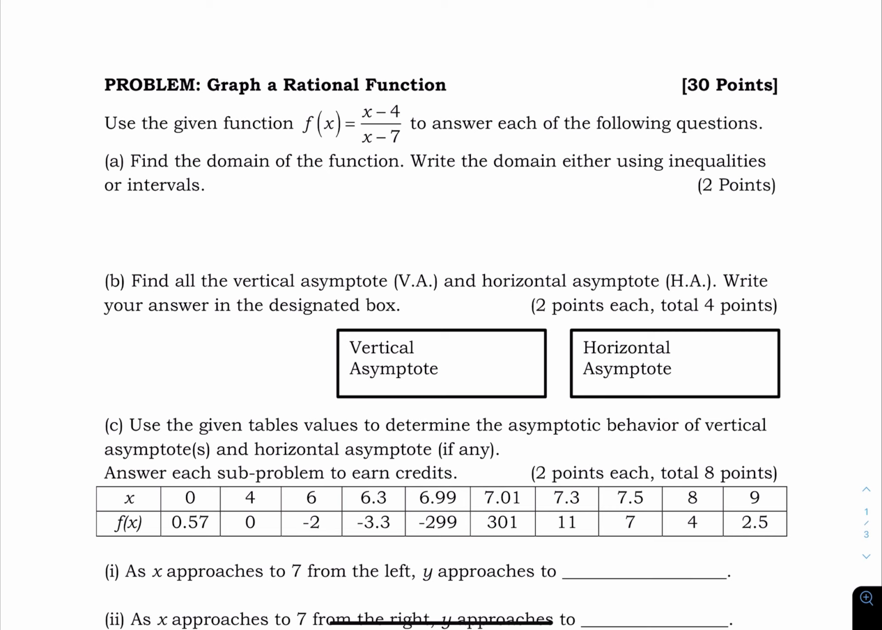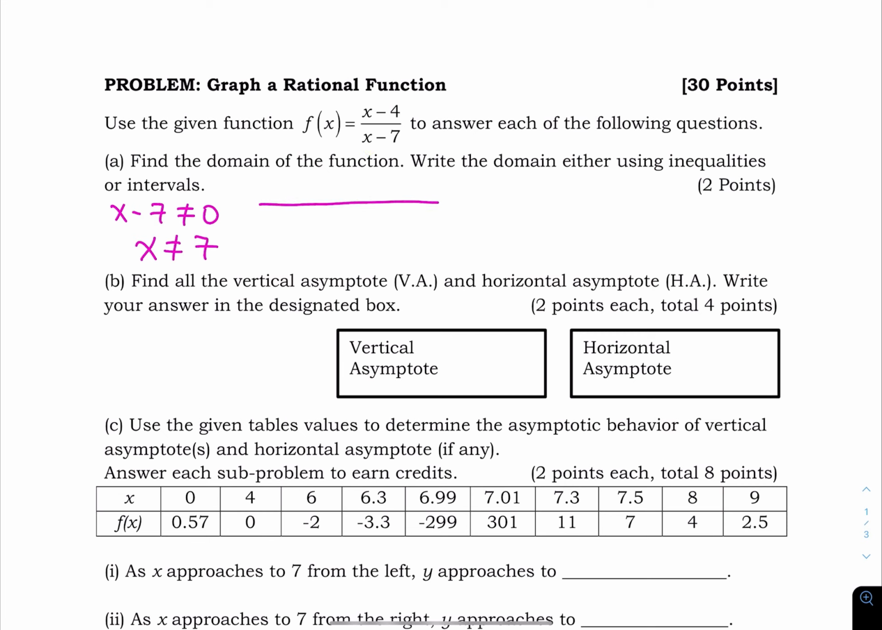It's not that hard. Every time I see rational functions, the first sentence that shows up in my mind is no 0 in the denominator. So this denominator cannot equal 0. That tells me x minus 7 cannot equal 0, therefore x cannot equal 7. The x minus 4 on top, x can be anything you like because it is okay to have a 0 on top, but when x equals 7, the function is undefined. Everything is messed up when x equals 7.